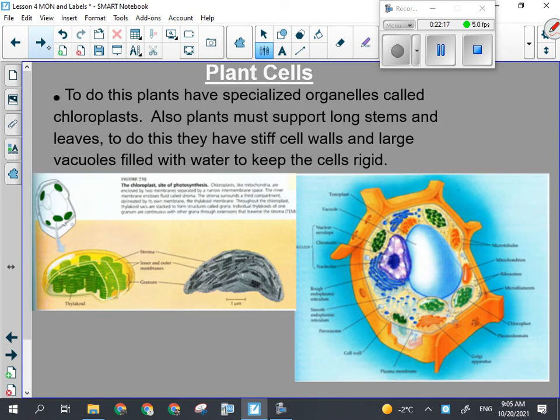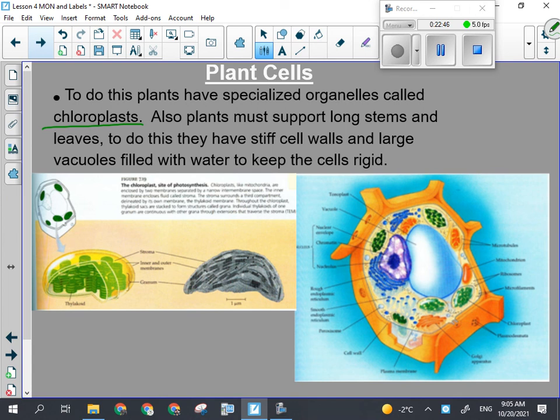So plants are much different in terms of their cellular structure. They first off have to have an organelle, a part of a cell, that can carry out photosynthesis because that's how they get their glucose. That's chloroplasts. So chloroplasts are going to be part of any plant cell. Inside the chloroplast is where chlorophyll is. It's obviously where photosynthesis takes place.